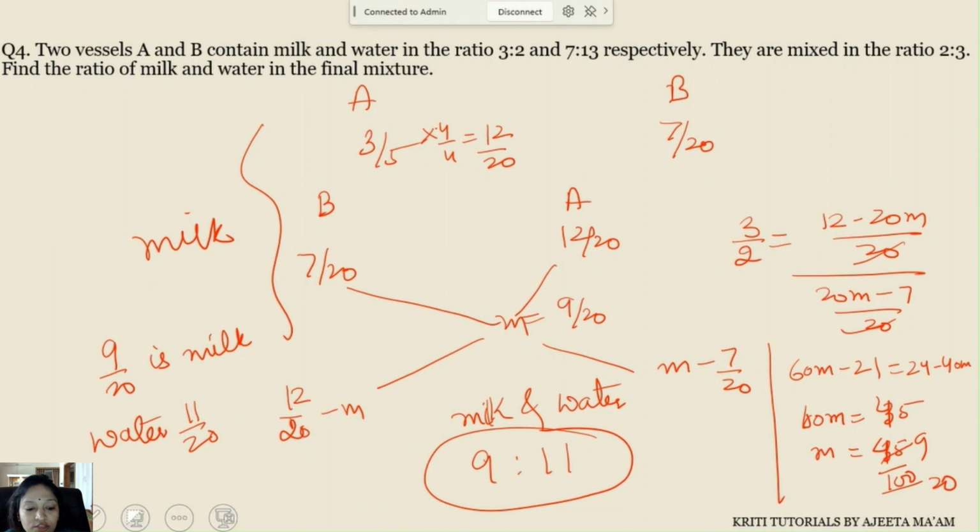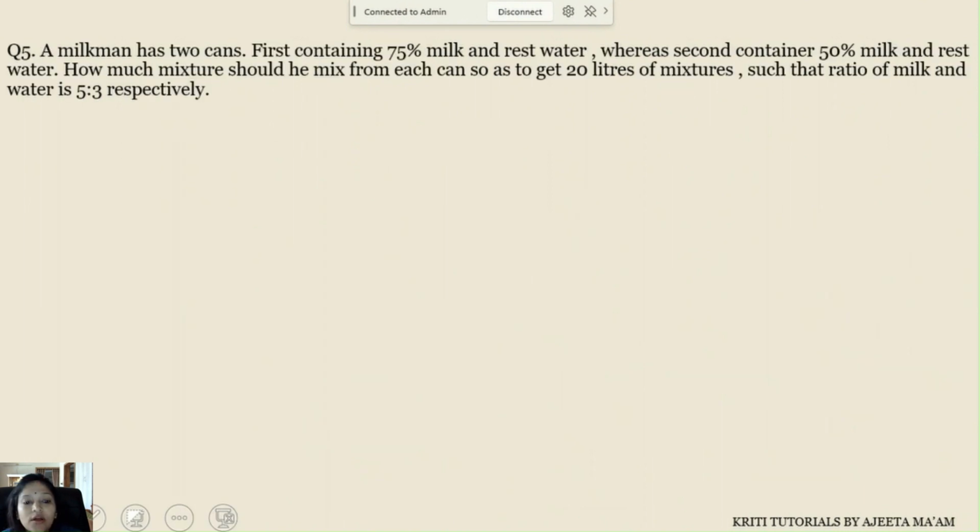Now, if you move to the next question, let's take one more. Now, a milkman again has two cans. Now, in the first can, he has milk 75% and the rest water. So, what is the ratio of the milk? 3/4. Whereas in the second one, he has 50% milk and rest water. So, that is 1 by 2. Now, how much mixture should be mixed so as to get 20 liters of mixture?